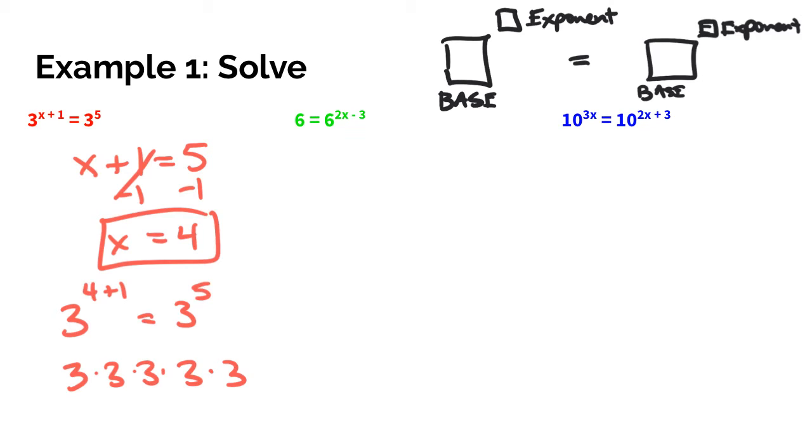All right, same thing in the second example. I have 6 equals 6 to the 2x minus 3. So again, my x, my variable, is in the exponent. So I want to know what number would I plug in there so that it would equal the left side.